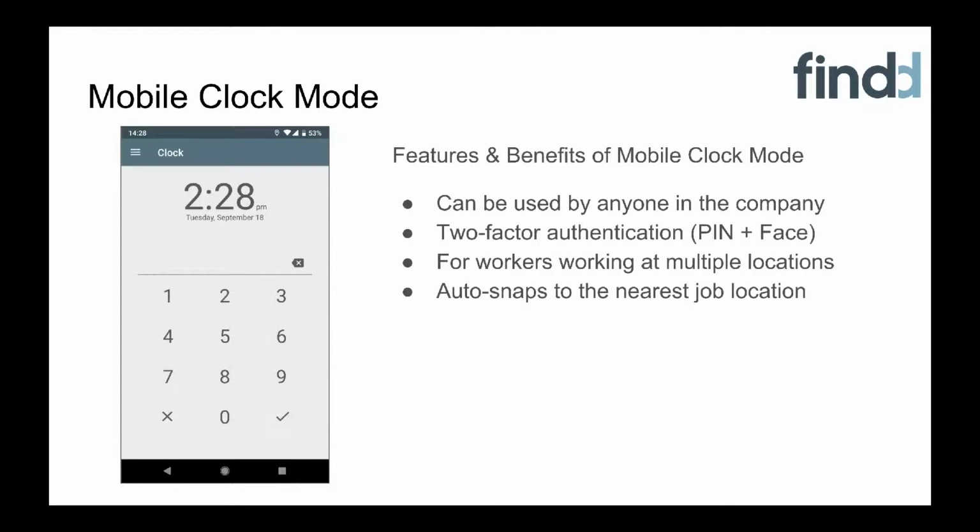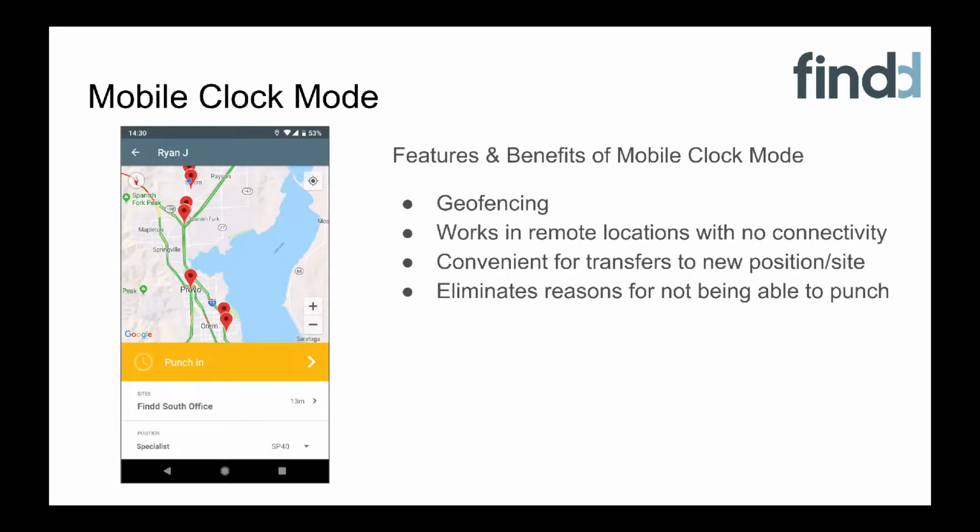With the mobile clock mode, you get both the best of both worlds. It can again be used by anybody in the company. You could have all of your mobile crew phones set up maybe in this mobile clock mode, and so multiple people could use it if needs be, and it auto snaps to the nearest job location. So if you have multiple job sites that they're working at, the geofencing is included with that as well, and it works remotely. But the thing that's great about this is that it eliminates some of the reasons for not being able to punch. So maybe they forgot their phone today, or they forgot to charge it. It's broken for some reason. So whatever the reasons may be, they can always go grab another employee's phone in this mobile clock mode, and they're able to punch in.